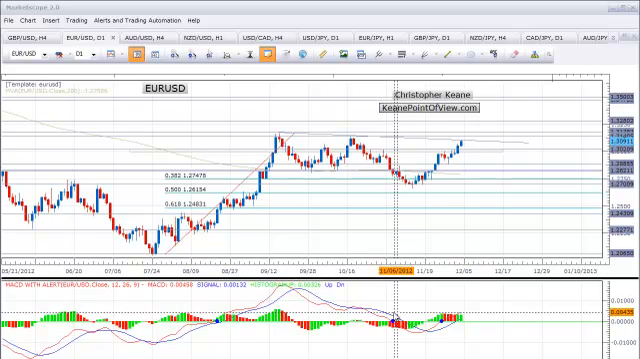We're just going to look at two pairs tonight heading into the Asian and European trading, and that's going to be the EURUSD and the AUDUSD.